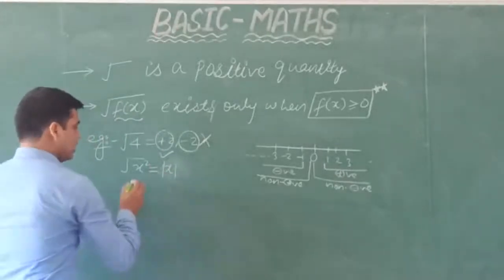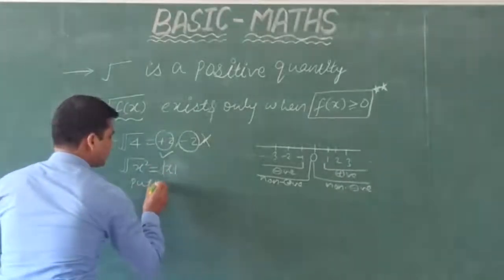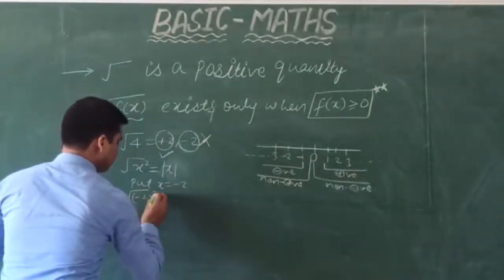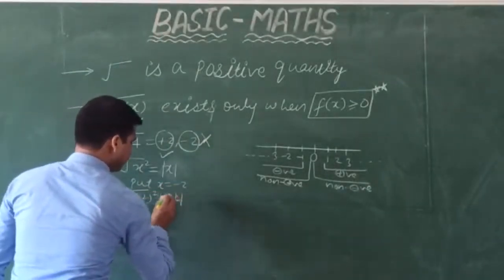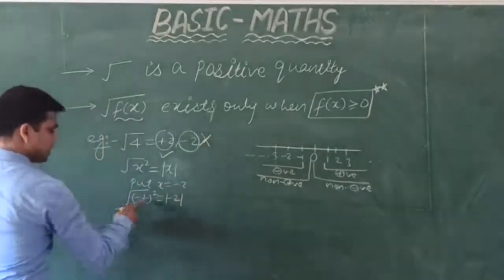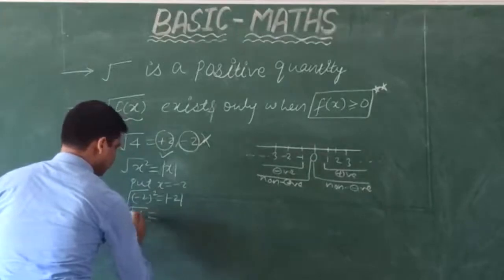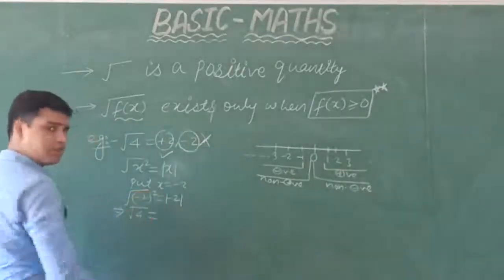Okay, how? See this here. Put x equals minus 2. So root under minus 2 whole square here, and here what you will get? Mod of minus 2. Root under minus 2 whole square, we know that is 4, so you will get 4 here. Right side, what you will get? Right side you will get mod of minus 2, which is plus 2.